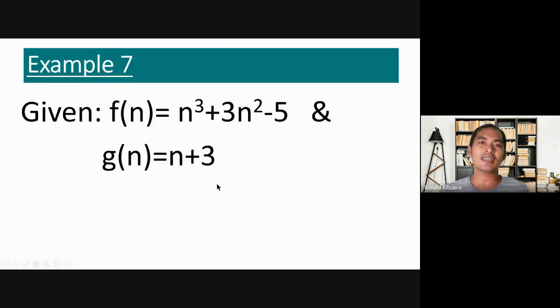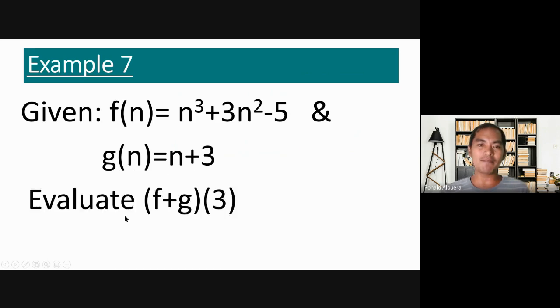Okay. Another example. Suppose the given f of n is equal to n cubed plus 3n squared minus 5, and g of n is equal to n plus 3. Evaluate the function f plus g when n is equal to 3.